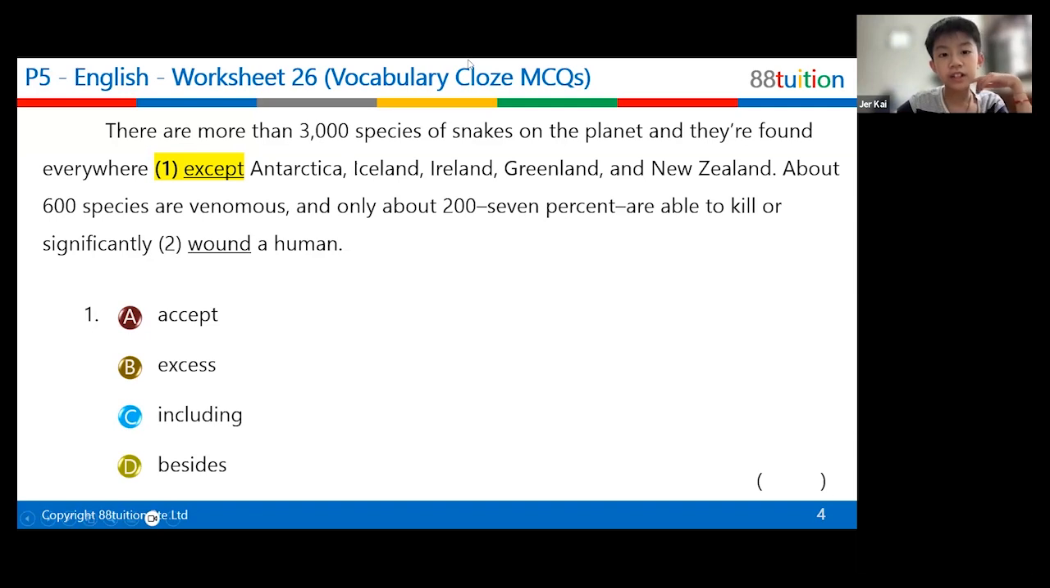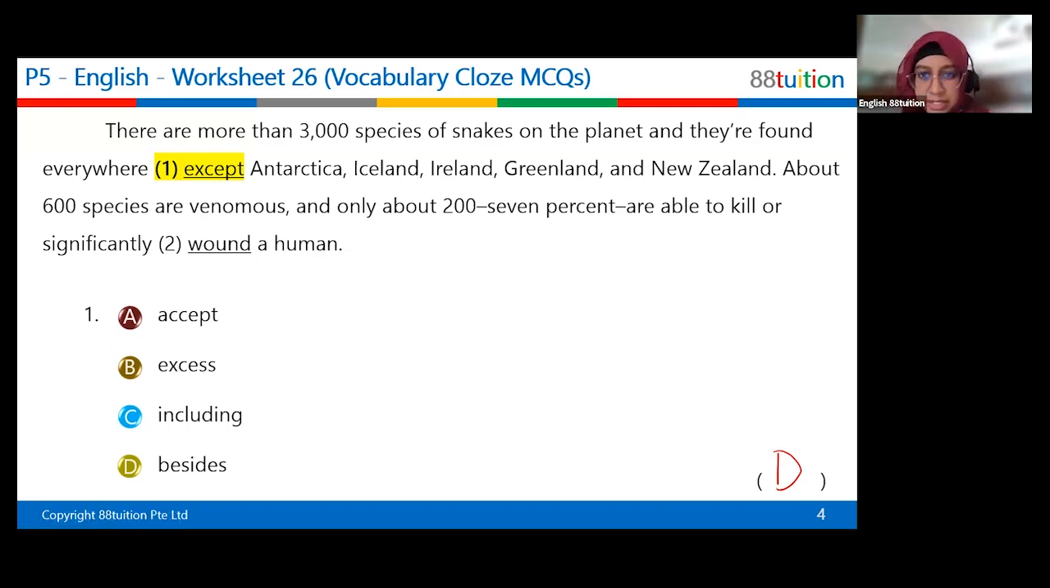There are more than 3,000 species of snakes on the planet, and they are found everywhere besides Antarctica, Iceland, Ireland, Greenland, and New Zealand. About 600 species are venomous, and only about 200 are able to kill or significantly wound a human. Very nice. You already got the answer there. You already read out the answer, which is besides, which is D. Okay, well done. Yes, correct.